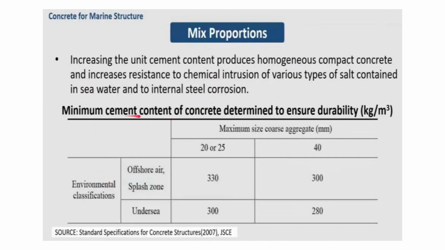Okay, so minimum cement content is dependent on the maximum size of aggregate. If it is 20 or 25 mm for offshore and splash zone, the minimum cement content is 330 kg per meter cube. For 40 mm it is 300 kg per meter cube. For undersea it is 300 and 280 respectively.